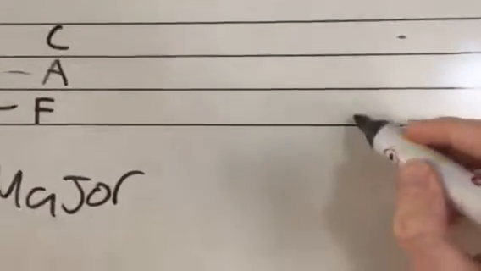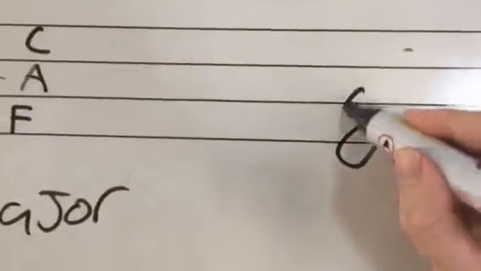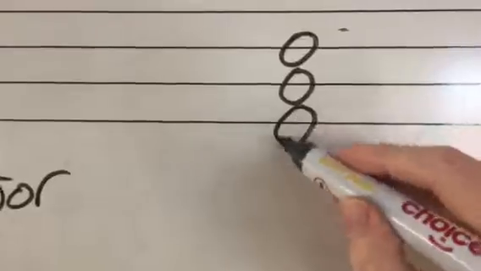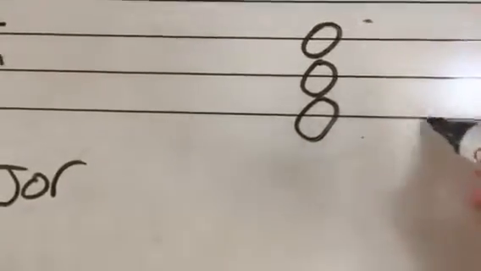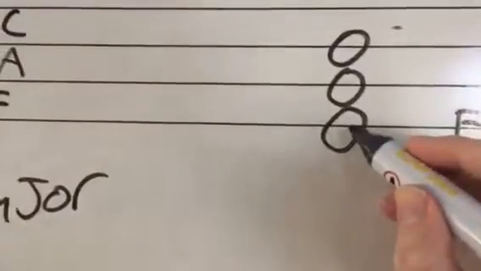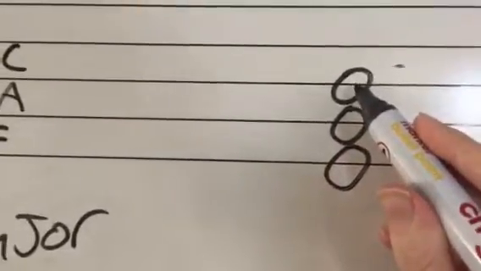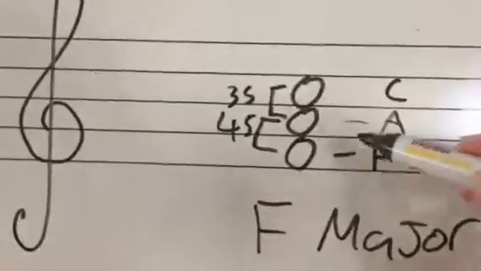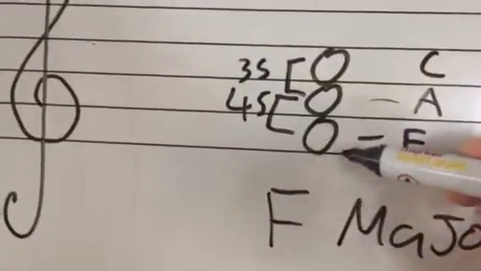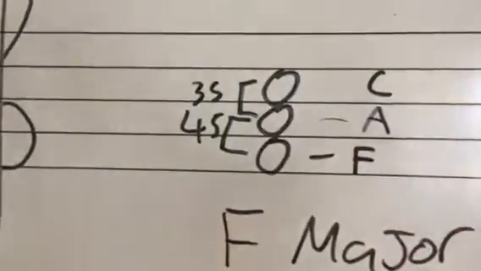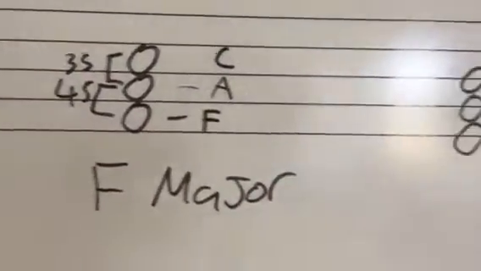Let's have another look at this example. Now notice how this bottom note here, this E, starts on a line, and then the next note is on a line, and the next note is on a line. Chords generally do this. So this one here, our F major, starts in the space, and then the next note and the next note are also in the space.